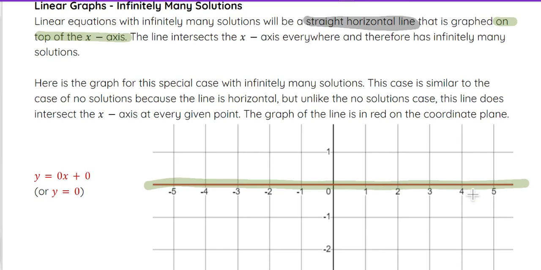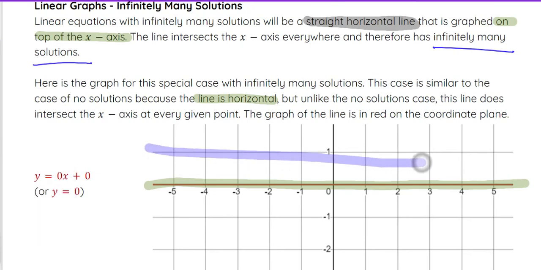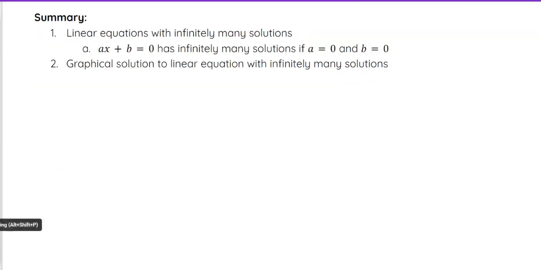So anytime we have that straight horizontal line that is the x-axis as our graph, that is going to indicate infinitely many solutions. So again, this is similar to the no solutions case because the line is horizontal, but it does not intersect the x-axis on every single point like it does here. The no solution case was a horizontal line that did not cross the x-axis anywhere, and so that's why it was no solution. Whereas here it crosses everywhere, so that's why it's infinite solutions.